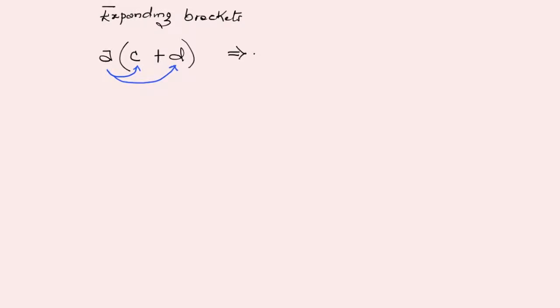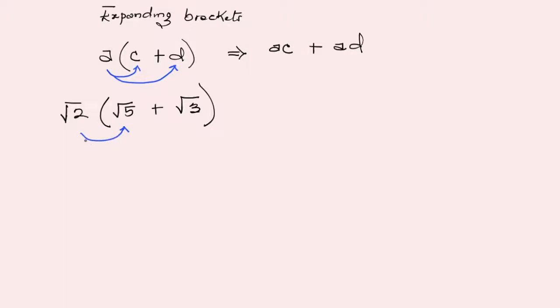And so this is going to be equal to A multiplied by C plus A multiplied by D. So let's solve some examples, and don't forget all the previous rules that we've seen when doing multiplication of surds apply as well. So the first example is going to be root 2 into root 5 plus root 3. Now don't forget, we're supposed to multiply root 2 by root 5 and then multiply root 2 by root 3 as well.